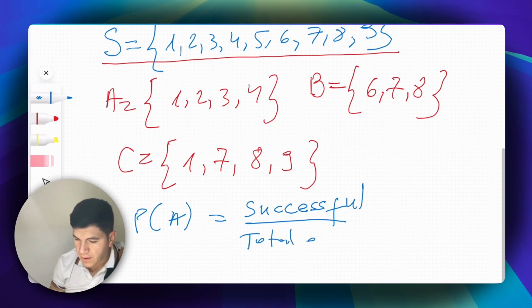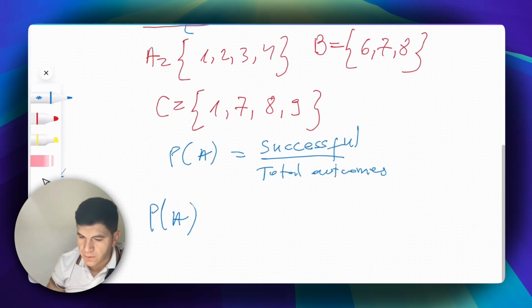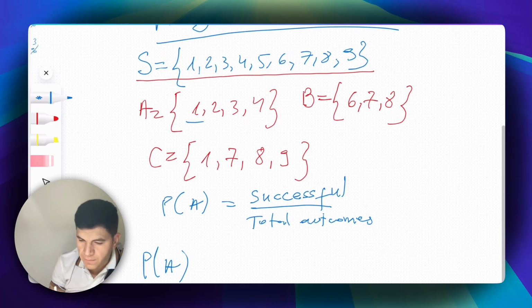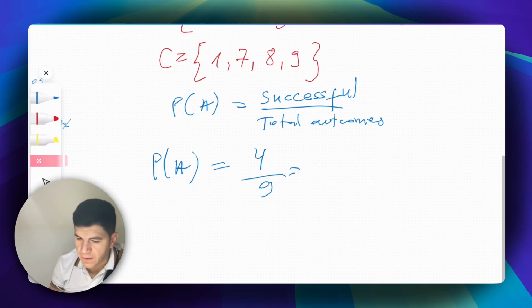For P(A), let's have a look again. The number of elements in event A is 4, and the total number of elements in the sample space is 9. So there are 9 different elements. It means we have to divide 4 by the total number of outcomes, which is 9. So basically, this is the probability of event A happening.